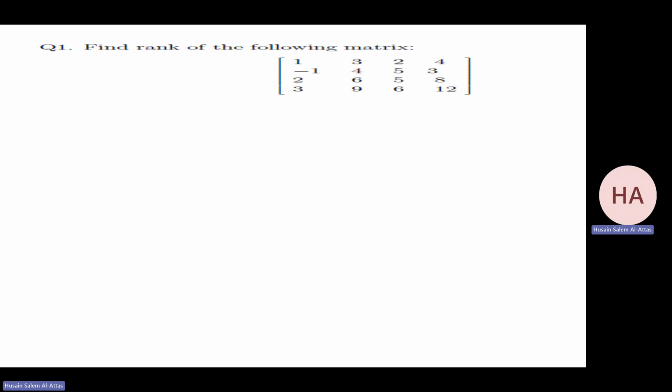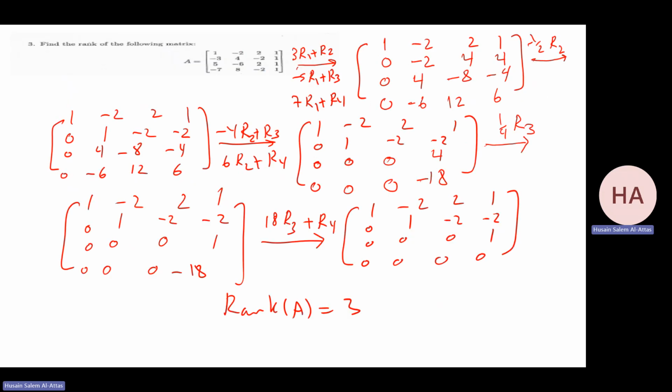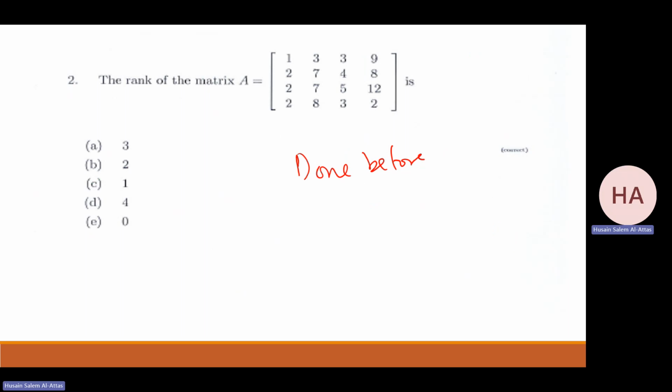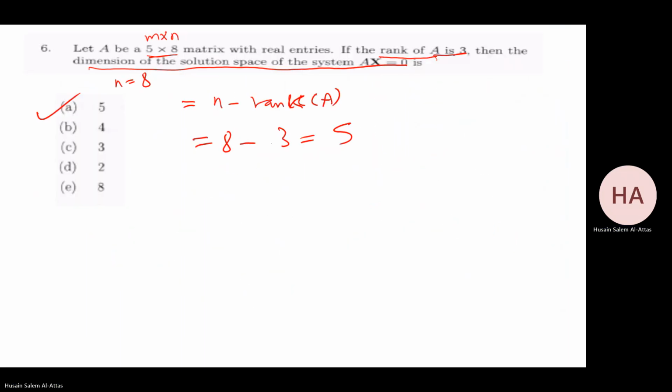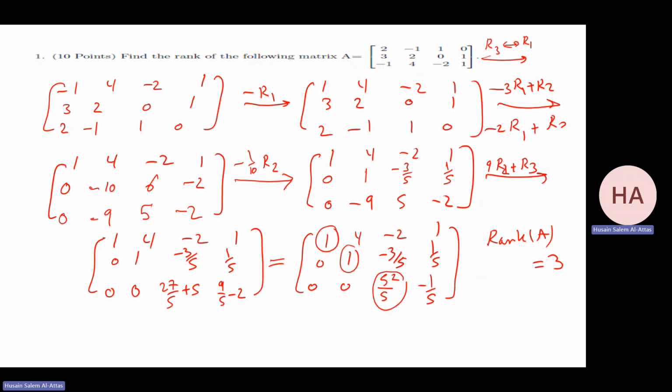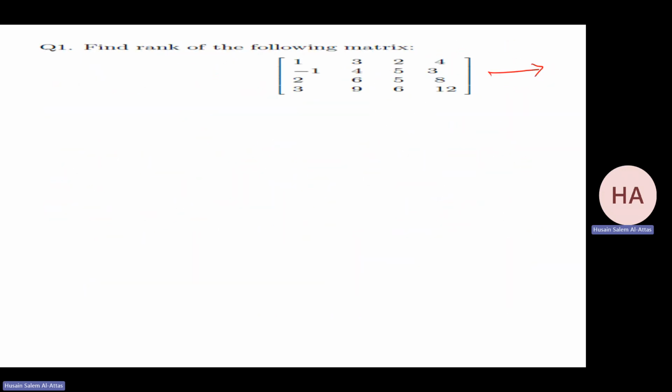This matrix, did we do it before? Because I think the idea is the same. Is it this one? No. No, we did not do it. So let me do it. It's a good practice. I have R1 plus R2, minus 2 R1 plus R3, minus 3 R1 plus R4. Let us see what will happen.